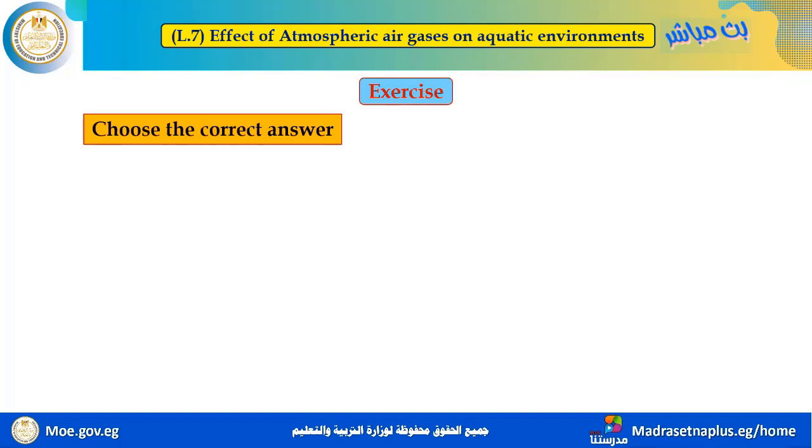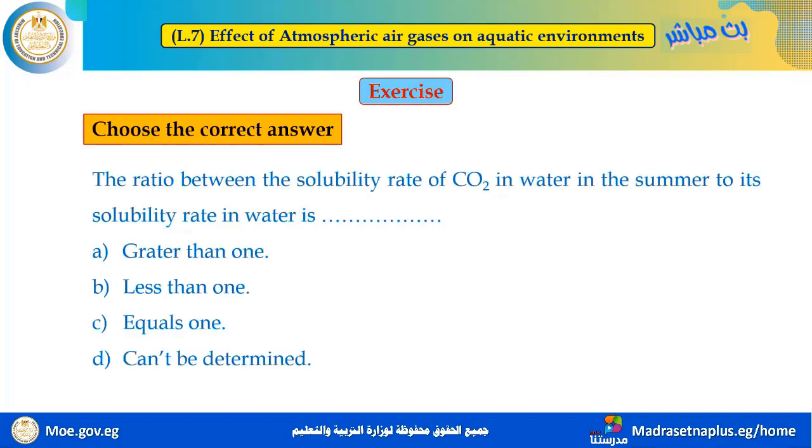Another question, my dear student. The ratio between the solubility rate of carbon dioxide, CO2, in water in the summer to its solubility rate in the winter is what? Greater than 1, less than 1, equal 1, cannot be determined. Yes, that's the right answer, greater than 1, because the temperature in the winter will be lower than the temperature in the summer, and we know that the relation between the solubility and the temperature is an inverse relation.